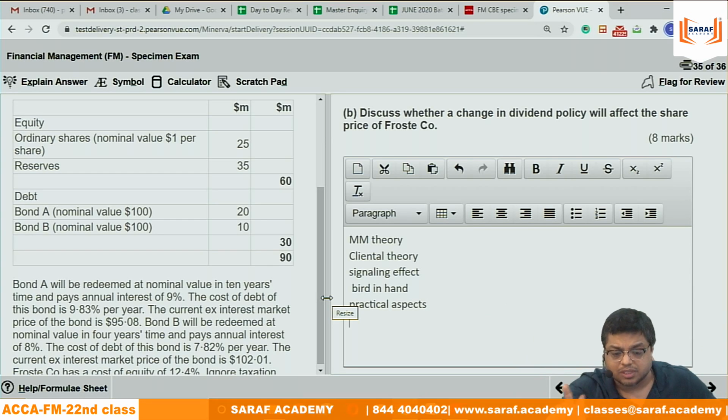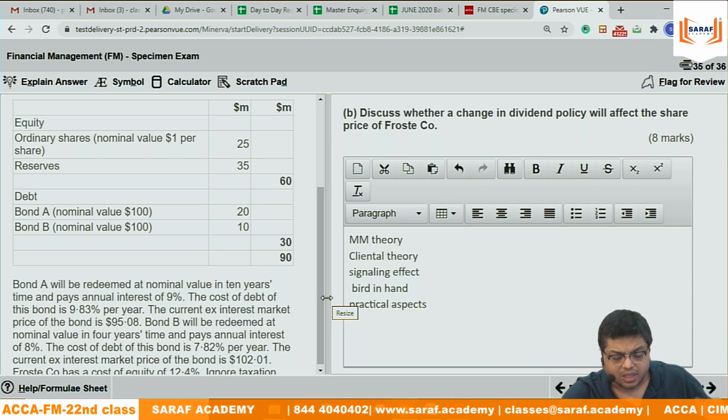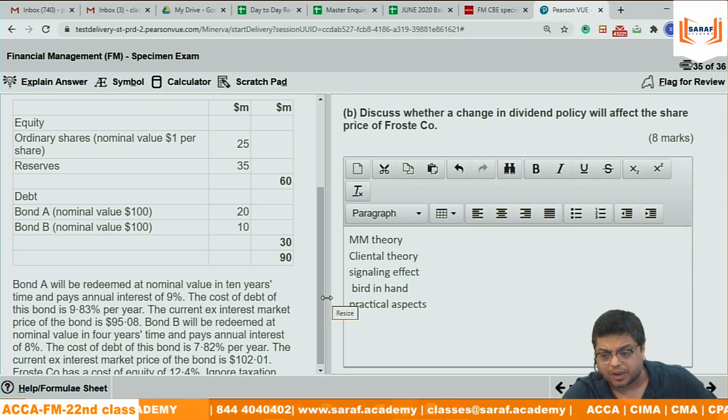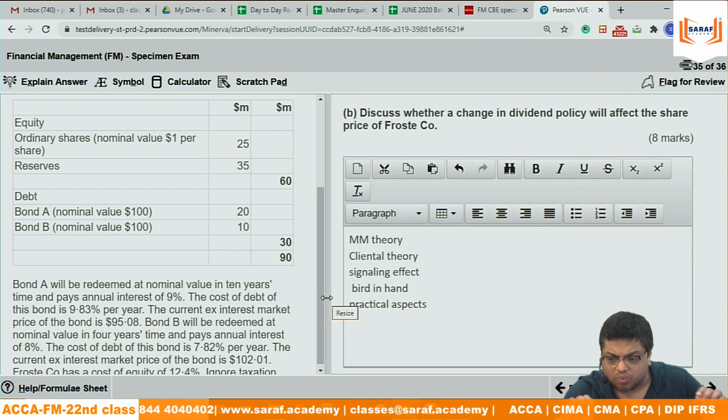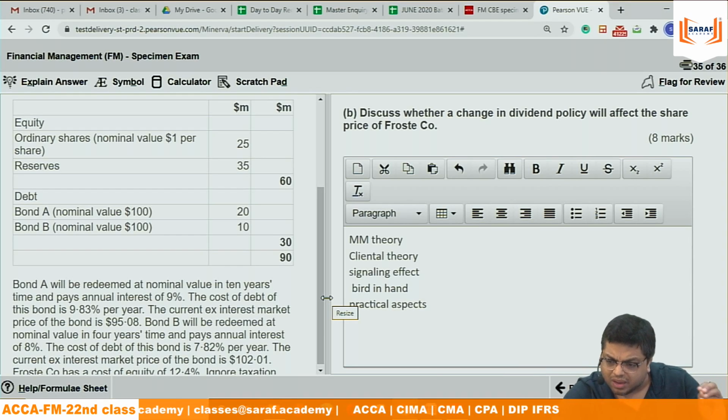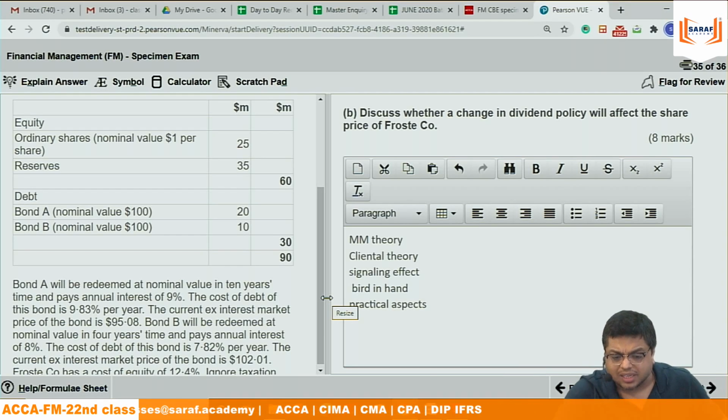At the same time, suppose I don't remember anything and have not studied the dividend chapter properly. I should not leave the 8 marks blank, because whatever I write will be better than 0. Maybe I don't know anything; I can give 7-8 minutes in place of 12 minutes to write the answer.